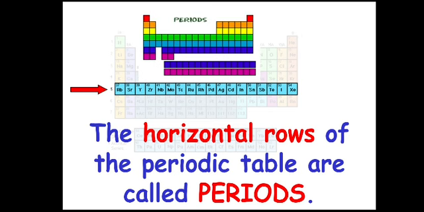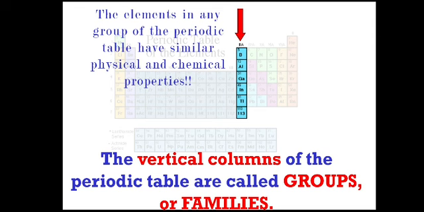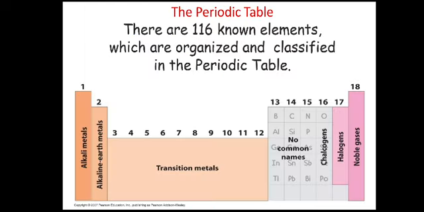Yes, as I told you, the horizontal rows are called periods in the periodic table. And the vertical columns in the periodic table are called groups or families. So, the elements are grouped based upon similar physical and chemical properties. The next slide will show the groups present in the periodic table.